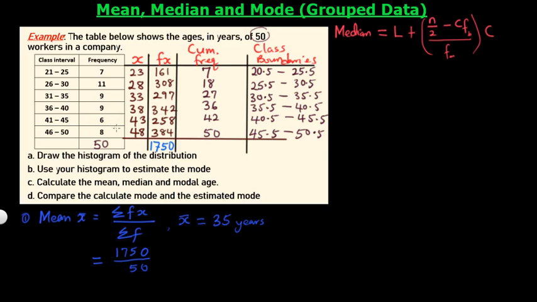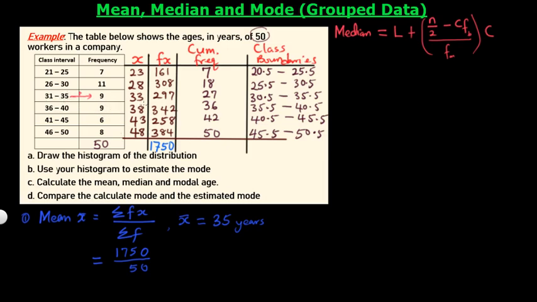So here we have total number of workers to be 50. So the middle of it is going to be 25. So using our cumulative frequency, you can see that this is where that falls. So here is the median class. This is the median class.